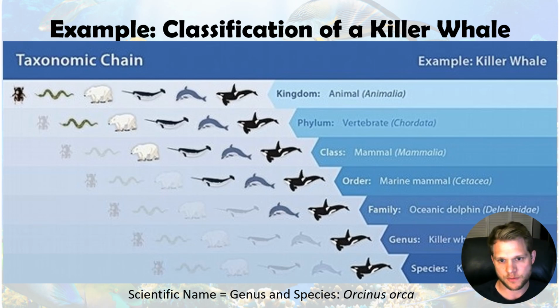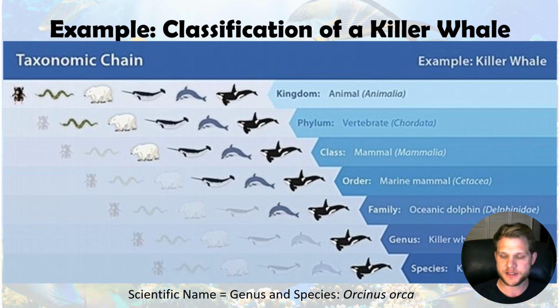It belongs to the vertebrate phylum, which is Chordata. It is a mammal, which belongs to class Mammalia. It is specifically a mammal that lives in the ocean, a marine mammal, part of a clade of organisms called Cetacea. Now, Cetacea are basically whales, and there are multiple different types of whales.